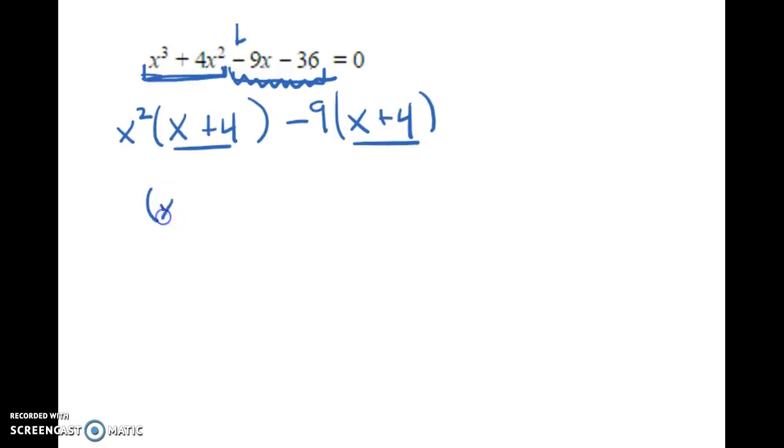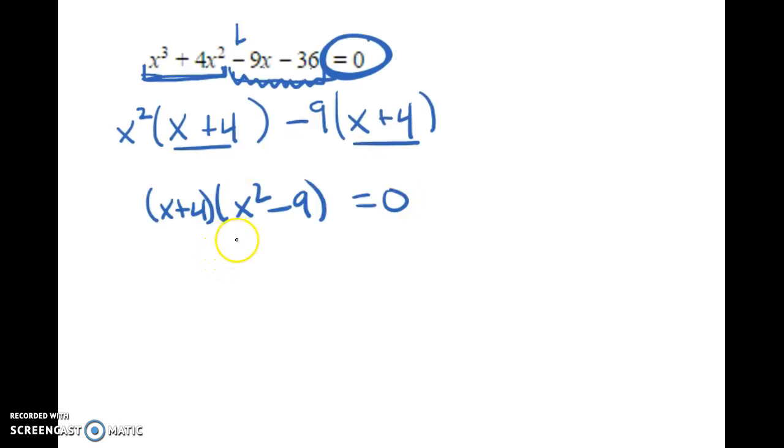So that's a common factor of x plus 4. And then what's left is x squared minus 9. But this is an equation. It's supposed to be equal to 0. So at this point, I'm going to go ahead and, I recognize this is something I could factor further.